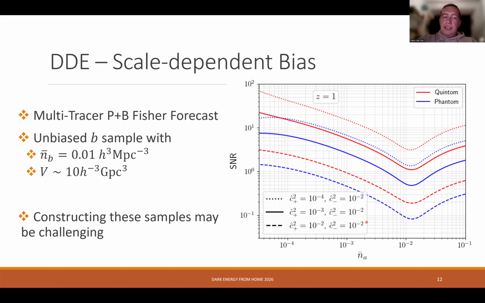One thing to note, though, is that the construction of these samples may be quite challenging. So the construction of an unbiased sample with this density may be quite challenging. And in order to get an SNR above 1 for different values of sound speed, we need a density that may be quite low. So we need a highly biased sample, which can be done by taking your minimal mass of the halos high enough. But it may still be quite challenging at this redshift.